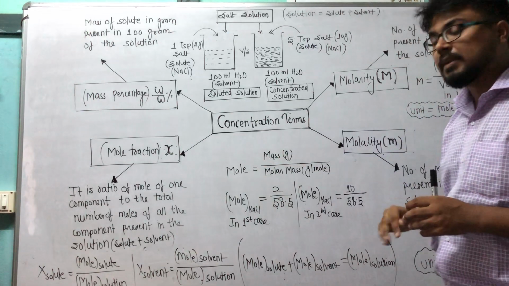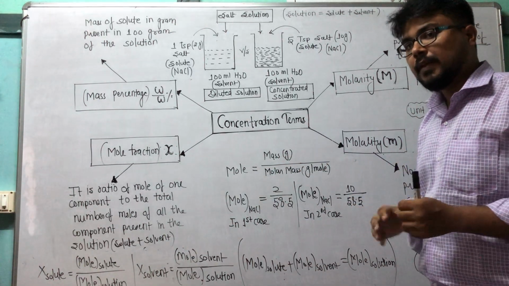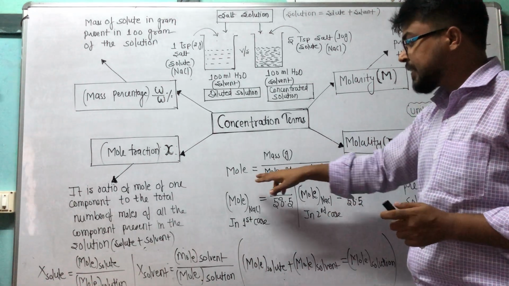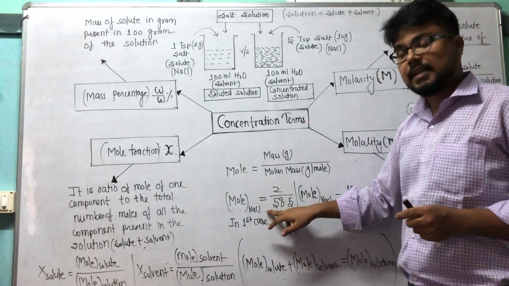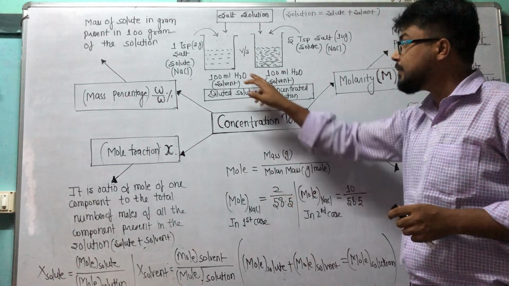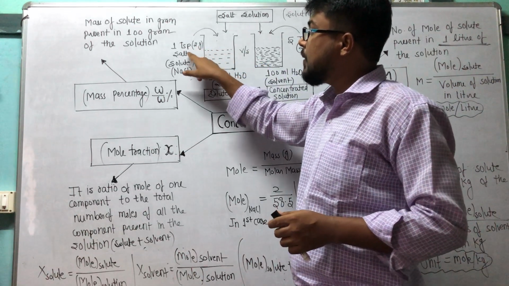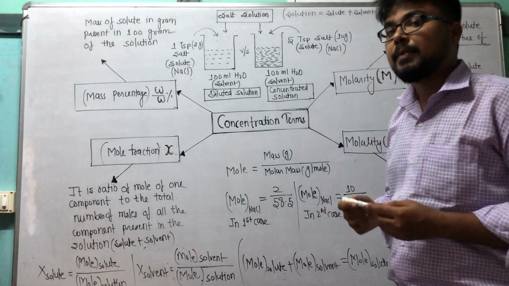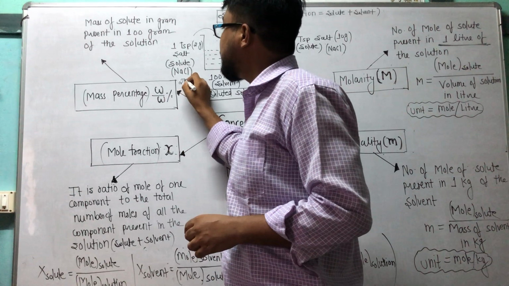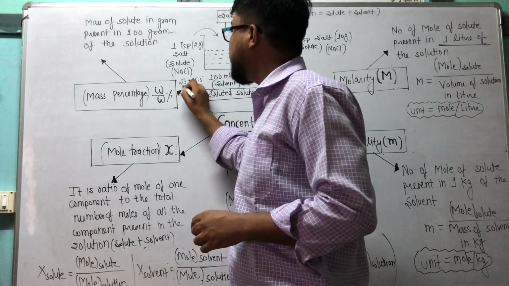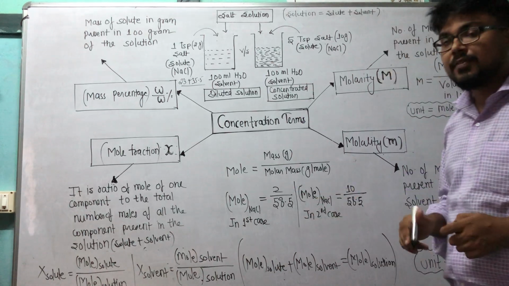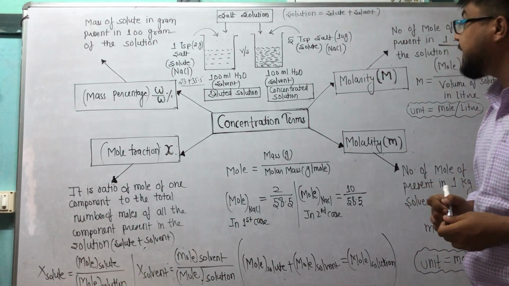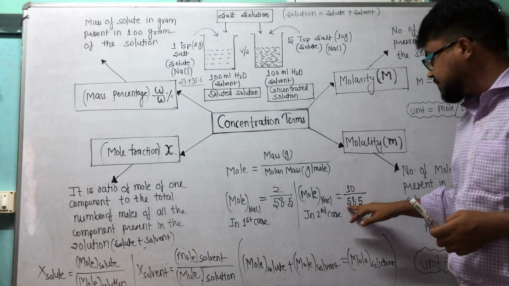What is mole? Mole is nothing but mass of solute divided by molar mass of that particular solute, or mass of solvent divided by molar mass of that particular solvent, correct? So here the mole of NaCl, in the first case, is 2 divided by 58.5. What is 2? 2 gram, that is the mass of salt, NaCl, and 23 plus 35.5 is basically the molar mass of NaCl, which is around 58.5. In the other case, here it is 10 gram of NaCl, and its molar mass is 58.5.